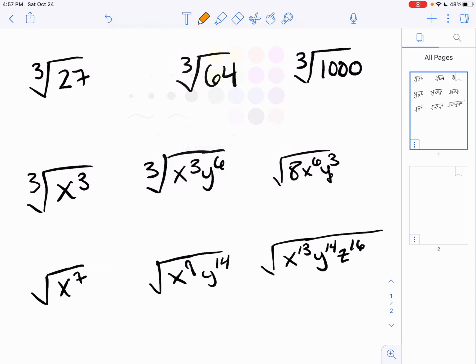So 3 times 3 times 3 equals 27. So the cubed root of 27 is 3. For 64, you have 4 times 4 times 4. So the cubed root of 64 is 4. For 1,000, 10 times 10 times 10.